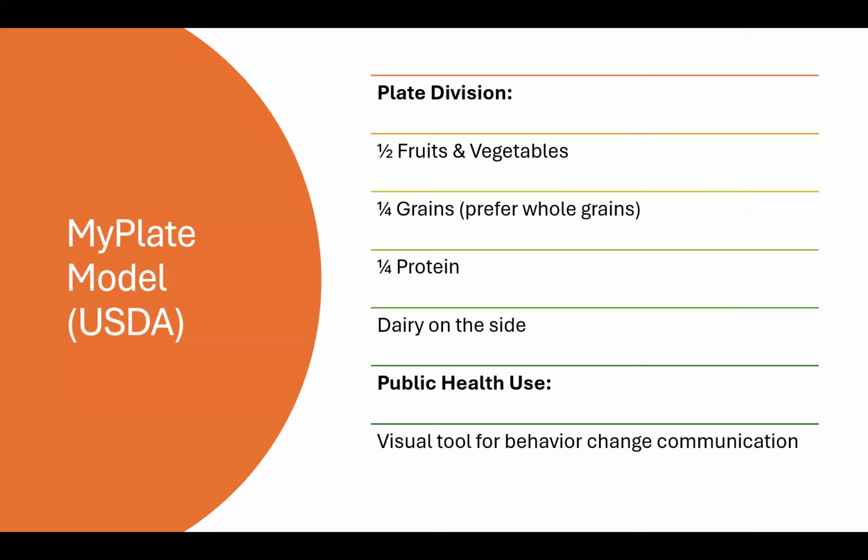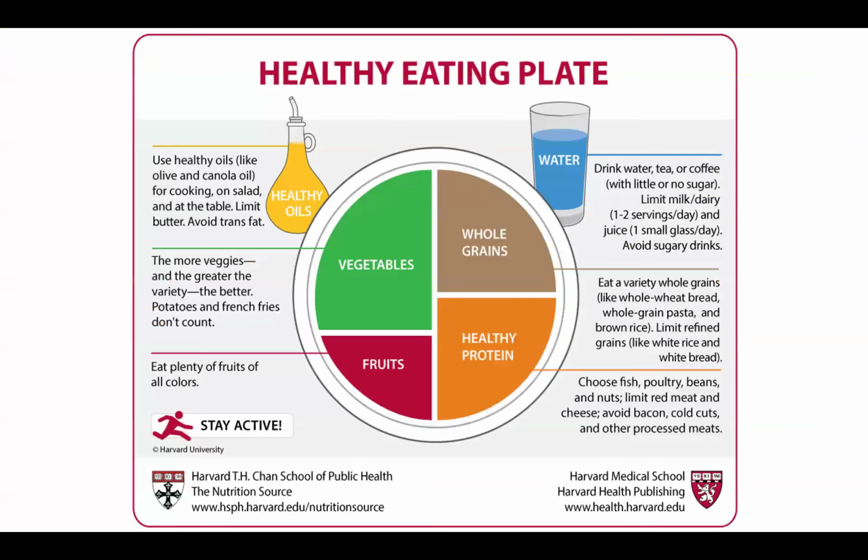Now we have another concept which is called the MyPlate model. In this, a plate is divided into half for fruits and vegetables, one-fourth for grains, preferably whole grains, one-fourth for protein, and then we have dairy on the side like milk or yogurt. So it is an easier visual tool for behavioral change and communication. A person can look at this and remember it easily and apply it in their own diet.